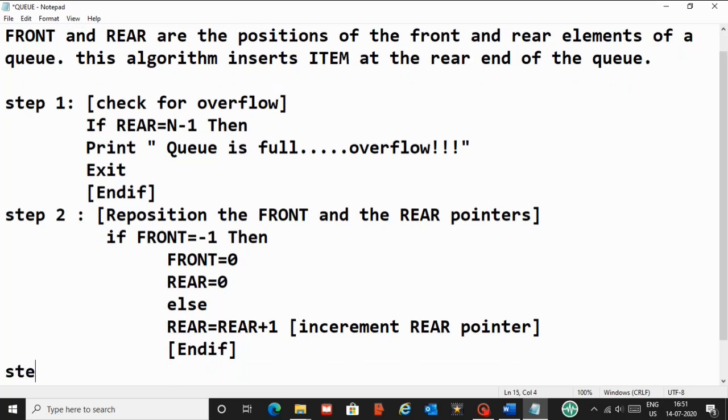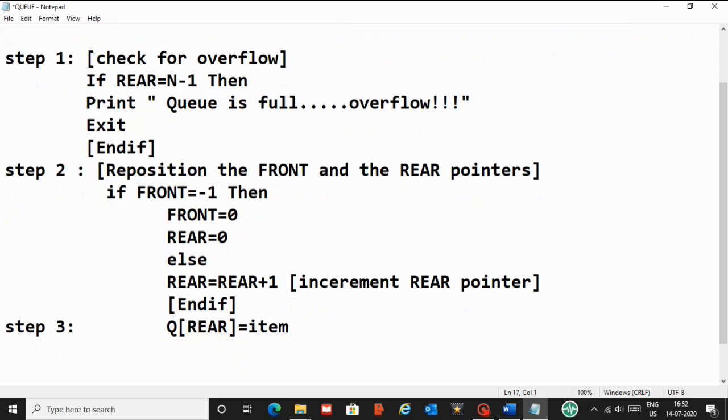After that, the next step. What should I be doing in the next step? I have to insert that item, right? So it is Q of item is equal to, sorry, not Q of item, it is Q of rear is equal to item. The next step is return.